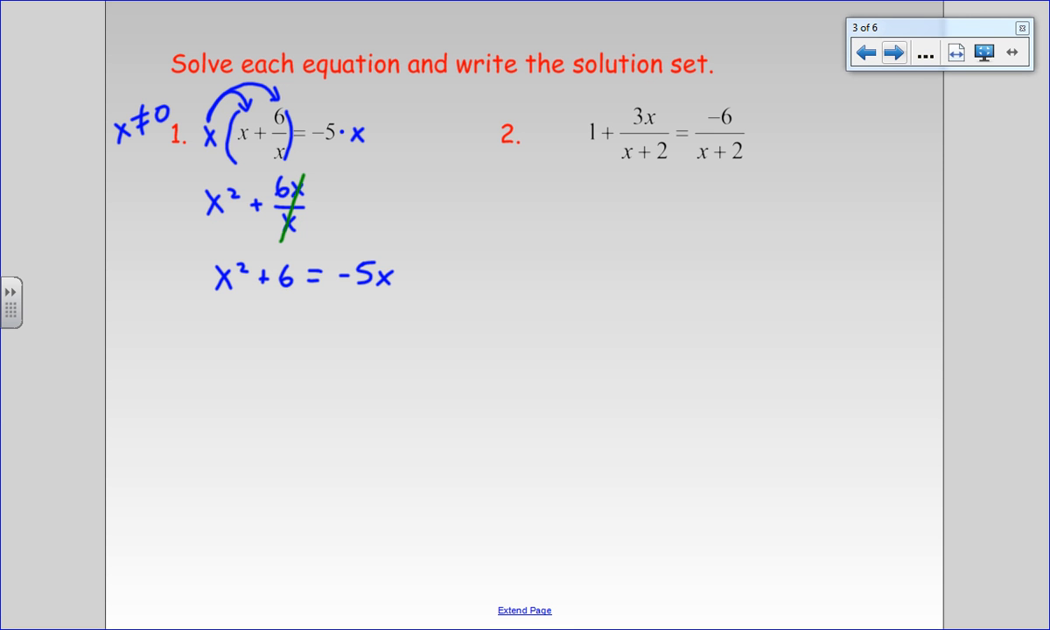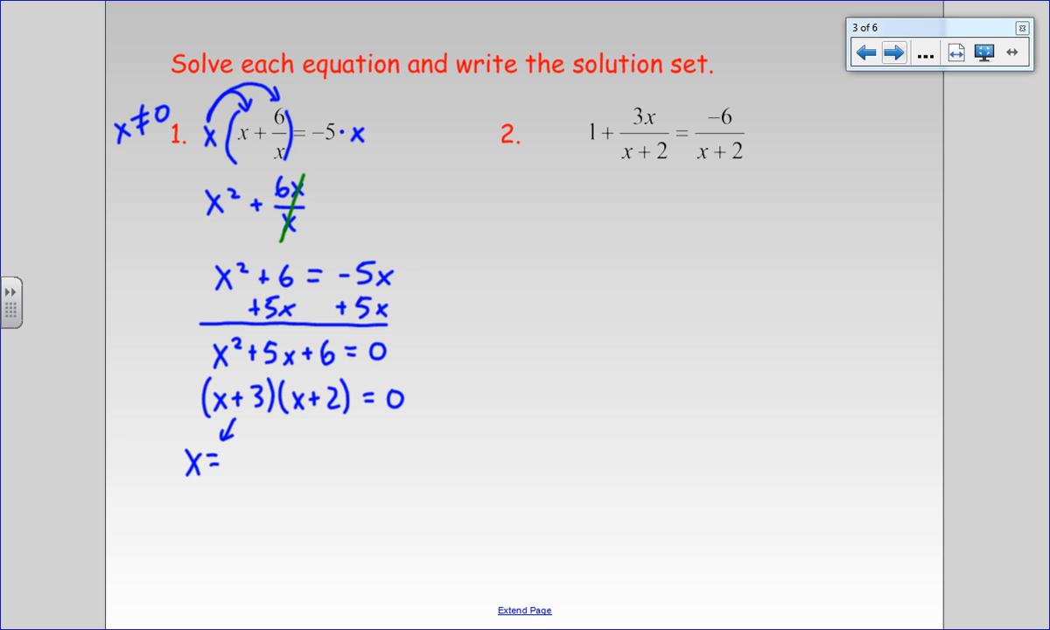Note that this is a quadratic equation. We can see that from the x squared term, so we need to set one side equal to 0. We can do that by adding 5x on both sides to obtain x squared plus 5x plus 6 equals 0. Now factoring the trinomial, we have the quantity x plus 3 times the quantity x plus 2 equals 0. Remember that we can use the zero product property to state that either x plus 3 equals 0, which would mean x equals negative 3, or x plus 2 equals 0, which would mean x equals negative 2.